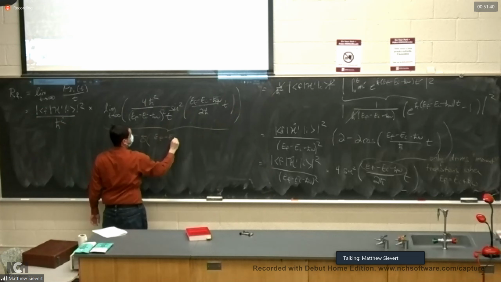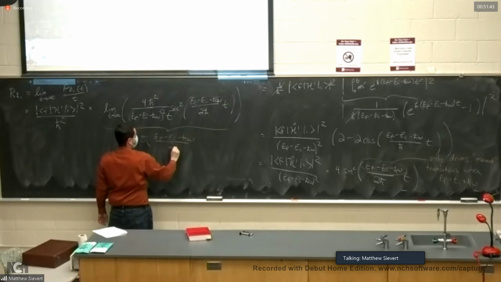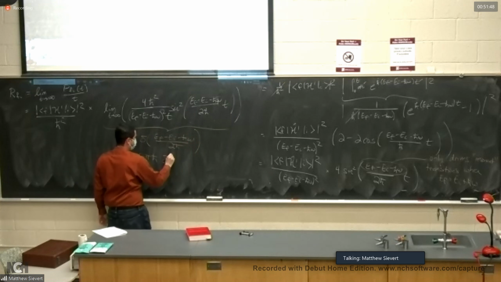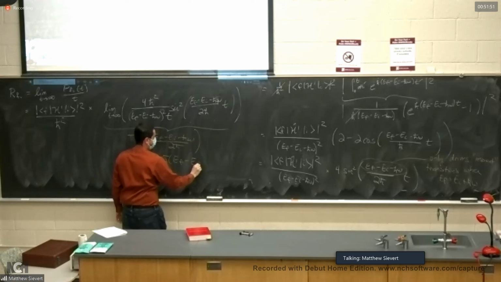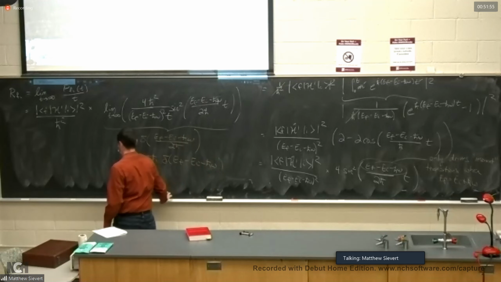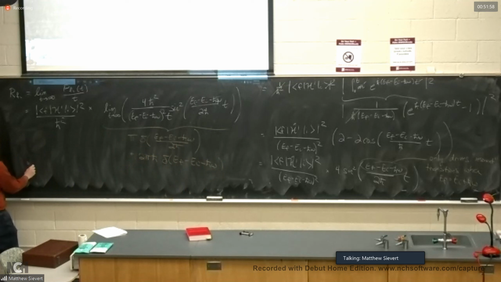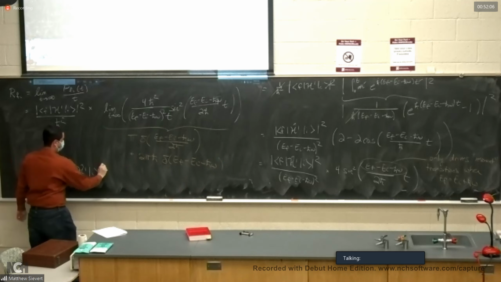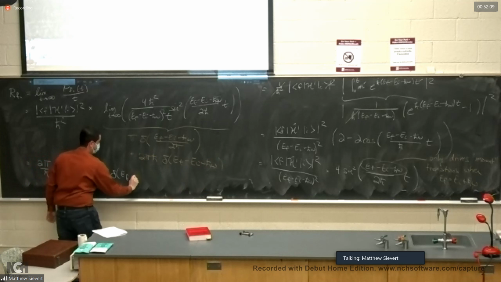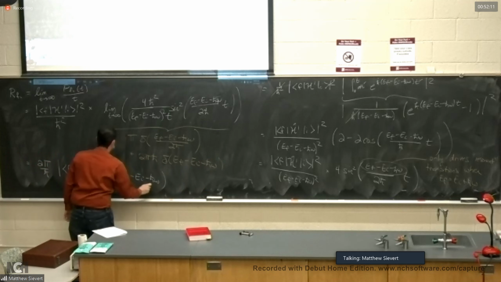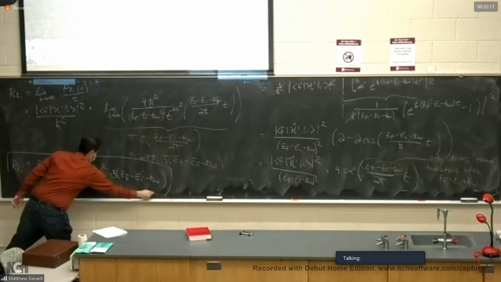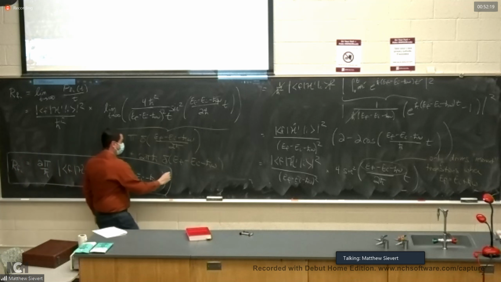E final minus E initial minus h bar omega over 2 h bar, which is again 2 pi h bar times an energy conserving delta function, E final minus E initial minus h bar omega. And multiplying it all out, I again get the same factor, 2 pi over h bar, matrix element squared, times an energy conserving delta function, now including the energy being absorbed by the perturbation. And this is what is usually called Fermi's golden rule.